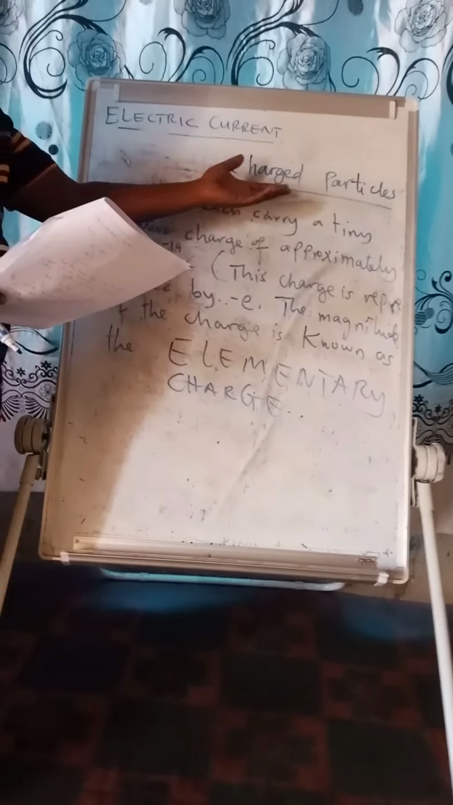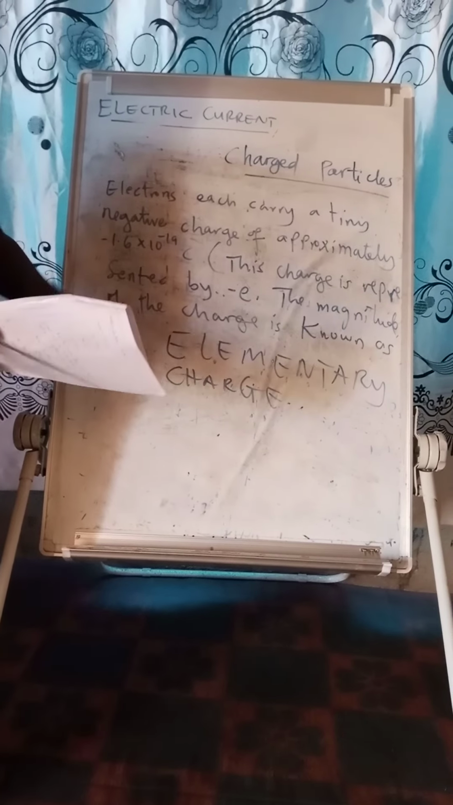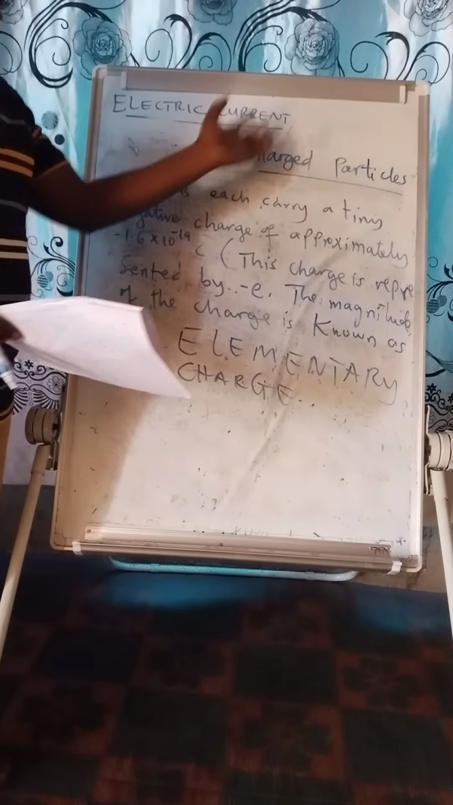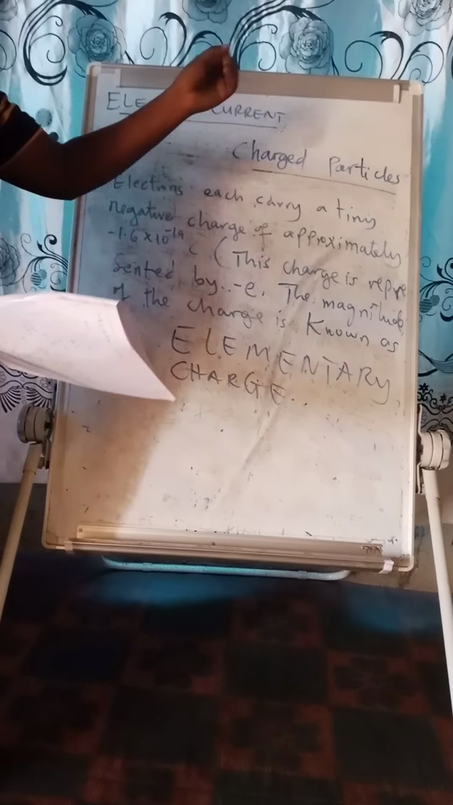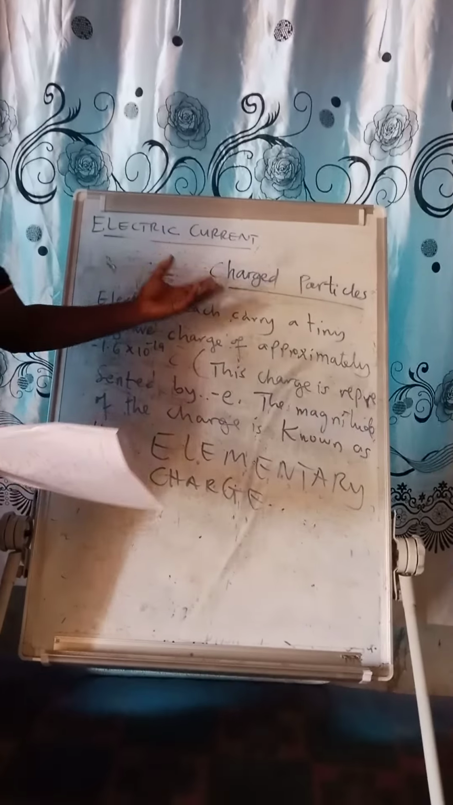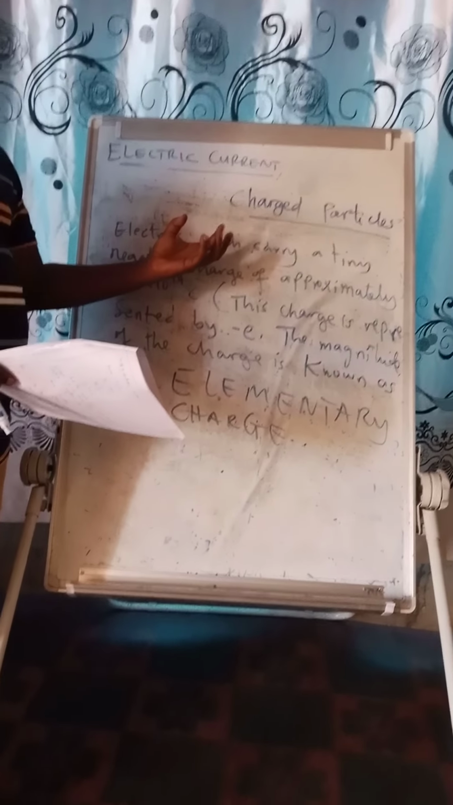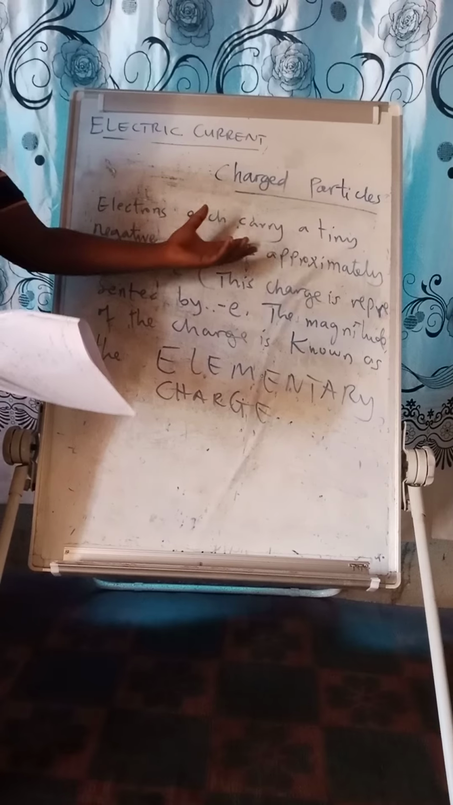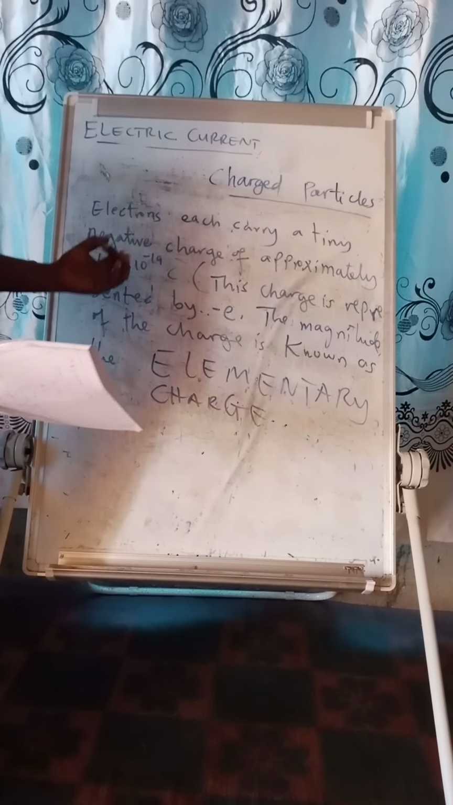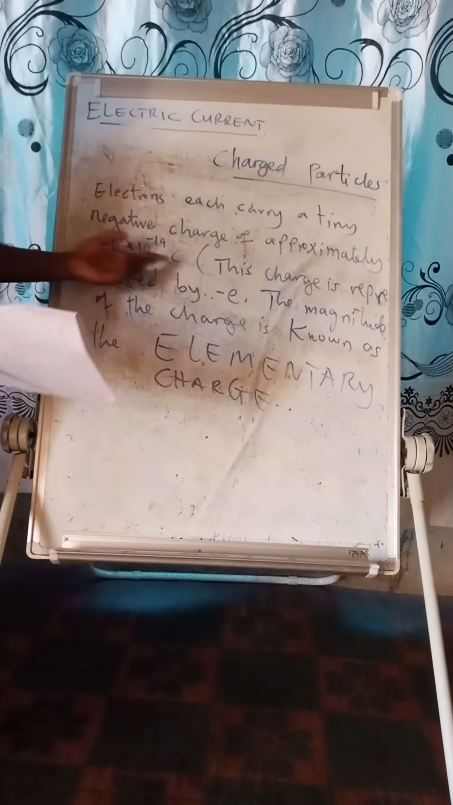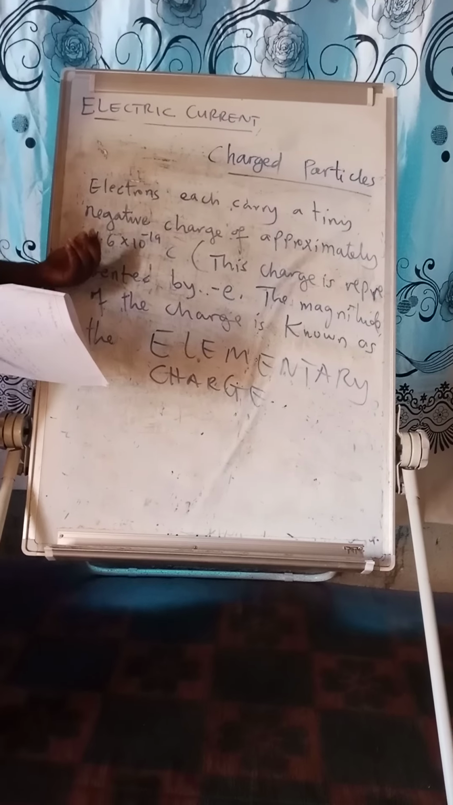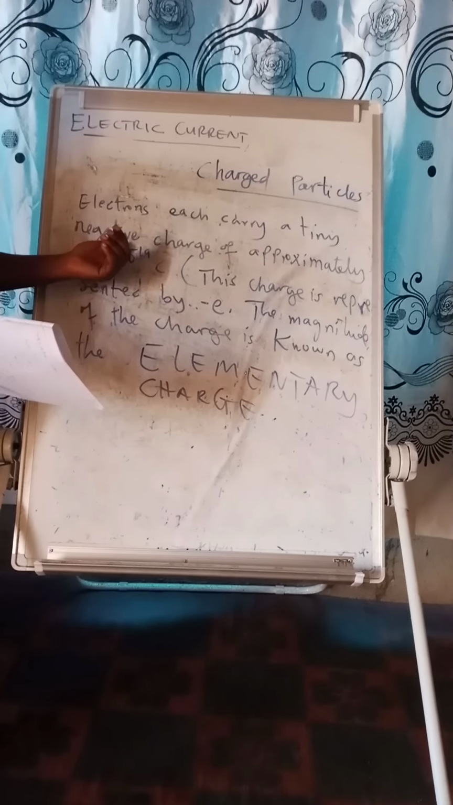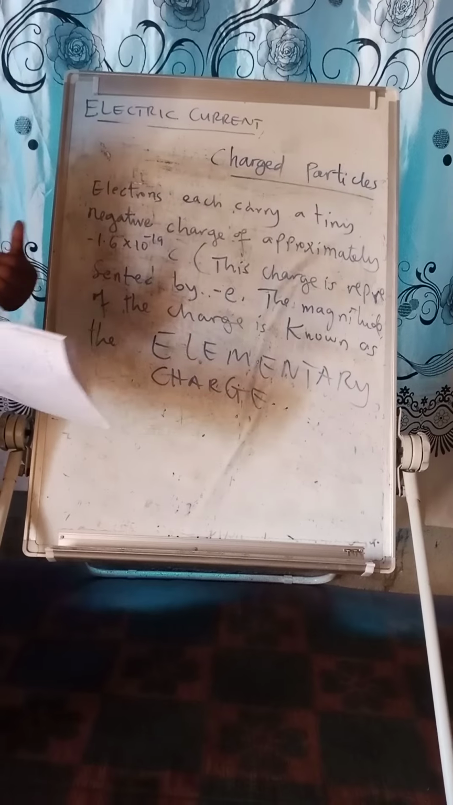Which is electric current. Now we continue with the subtopic of charged particles. In charged particles, these are electrons and protons. We have to know their charge, the charge of protons and the charge of electrons. We say electrons each carry a negative charge of approximately negative 1.6 times 10 exponent minus 19.